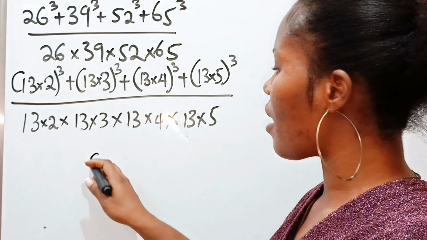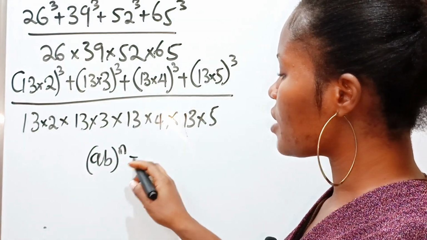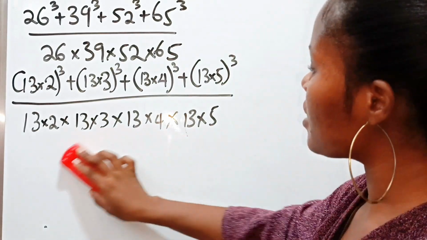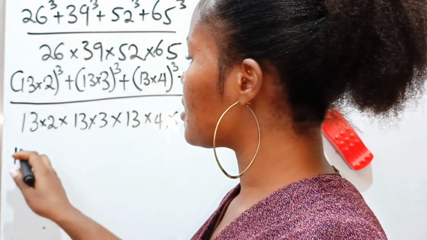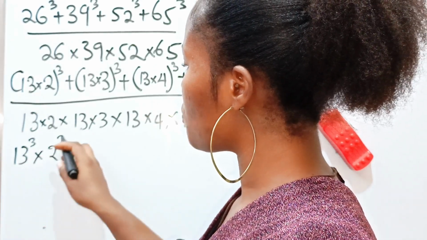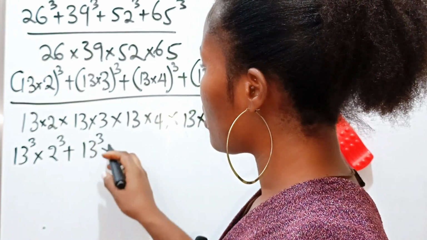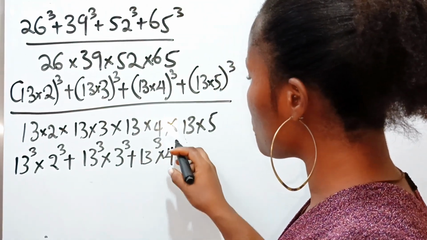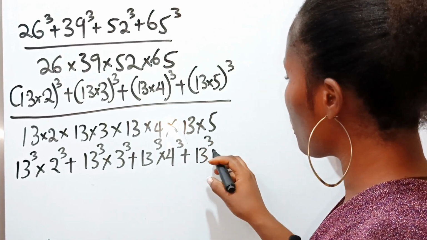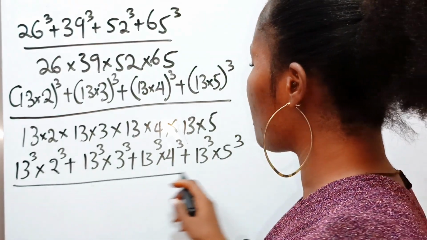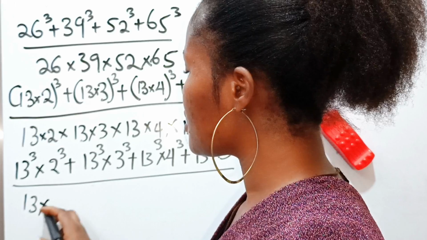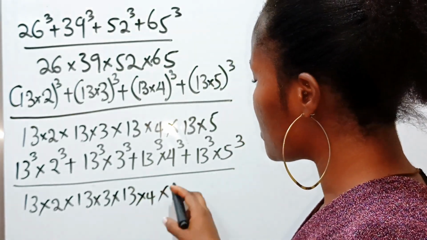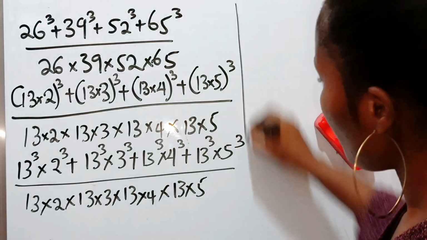Now at this point, remember that when you have (ab) raised to the power of n, it is equal to a to the power of n multiplied by b to the power of n. So that means we can rewrite the numerator as 13 to the power of 3 multiplied by 2 to the power of 3, plus 13 to the power of 3 multiplied by 3 to the power of 3, plus 13 to the power of 3 multiplied by 4 to the power of 3, plus 13 to the power of 3 multiplied by 5 to the power of 3. Now divided by, this is still the same thing, 13 times 2 times 13 times 3 times 13 times 4 times 13 times 5.